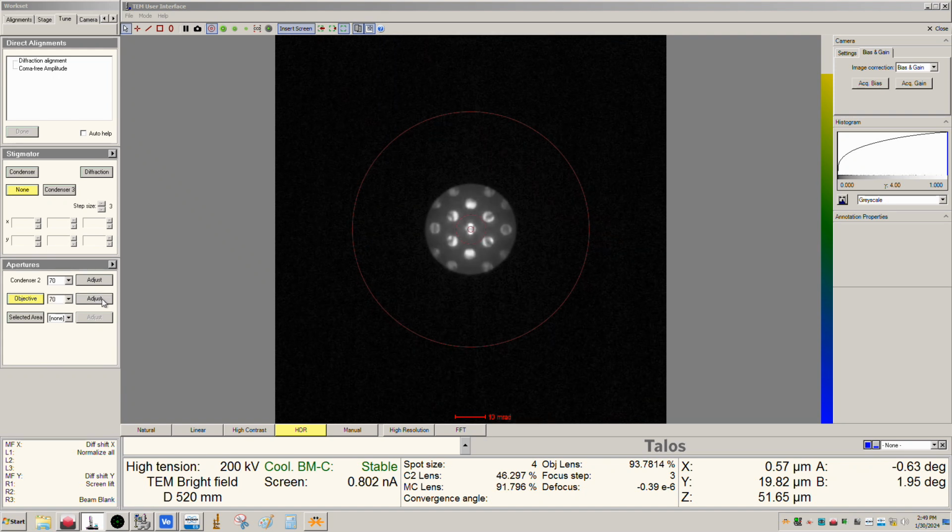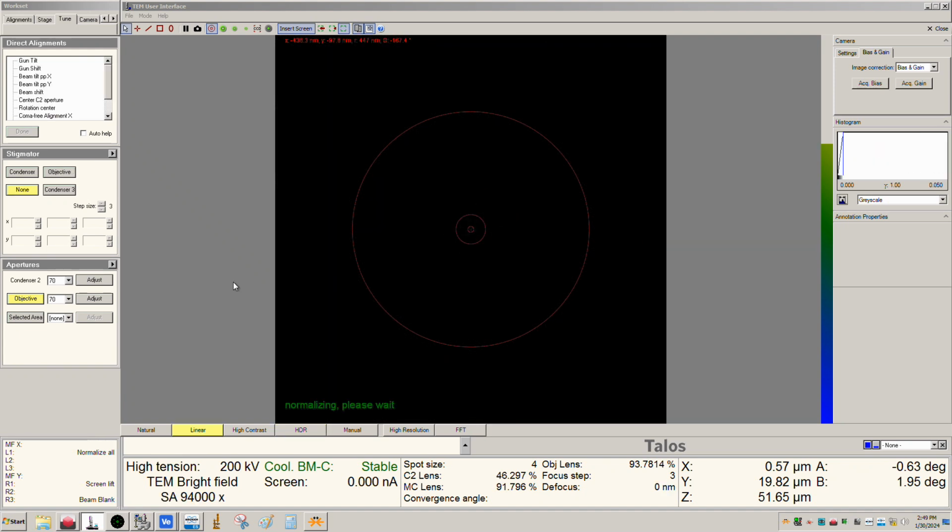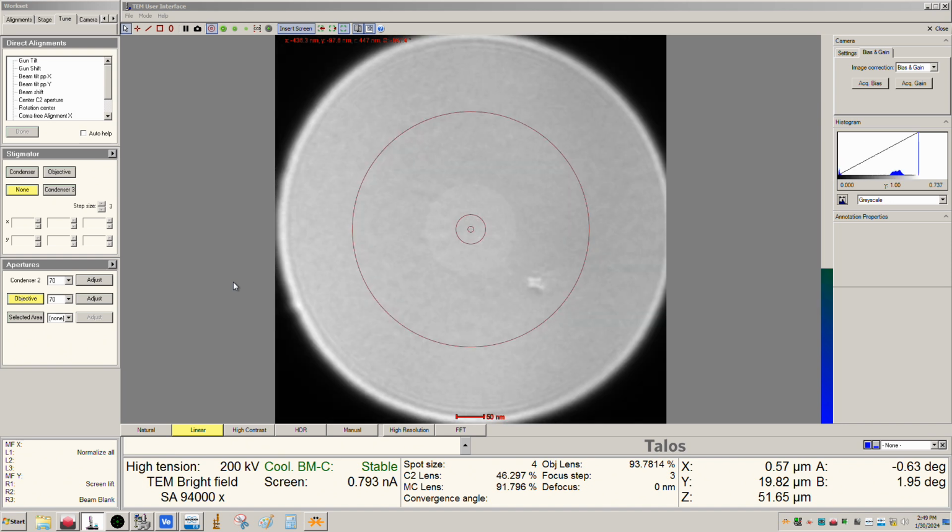I already did a lot of the alignments, by the way. I already did pivot points and rotation center, so I just need to put the aperture in. Centering looks good, so we'll go back into image mode. Okay, so I can remember this. I have the spot right here.